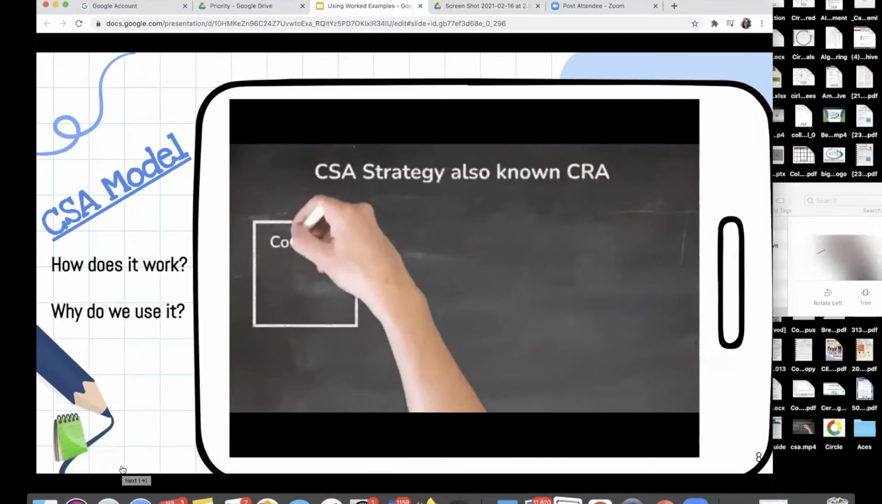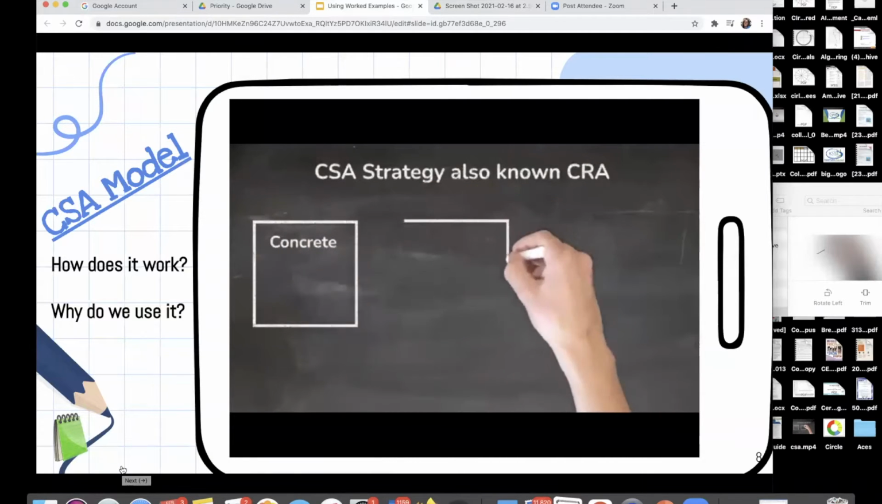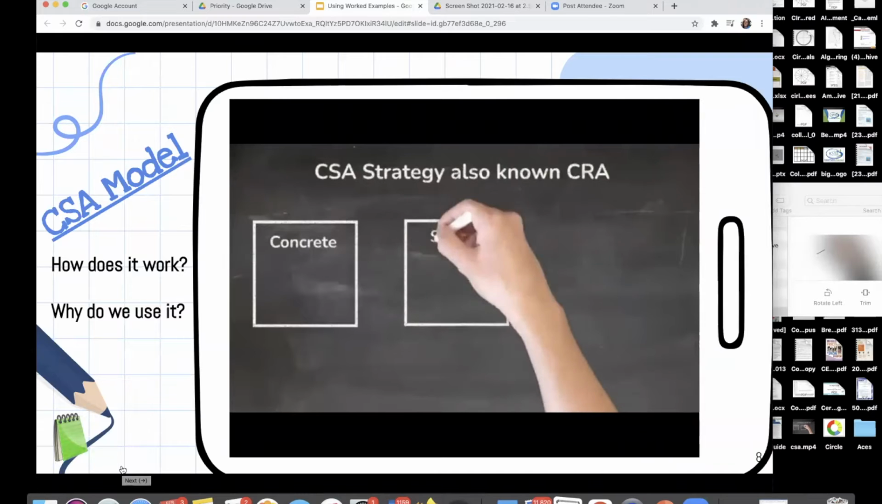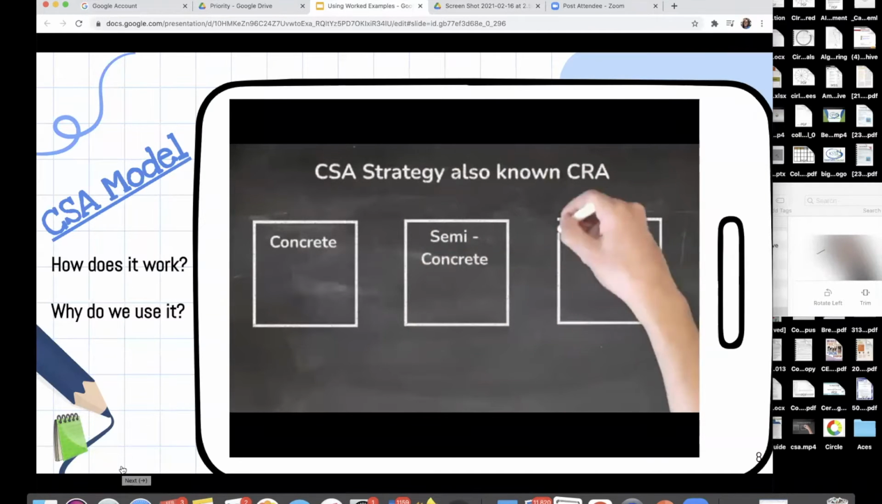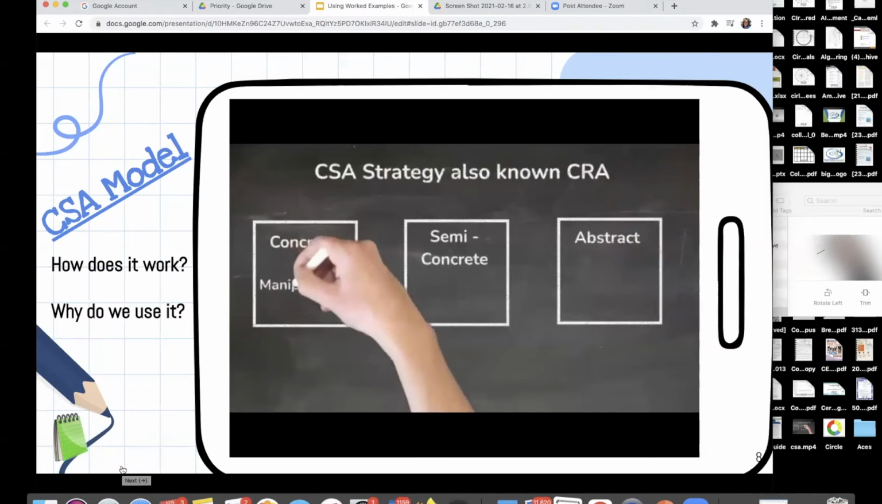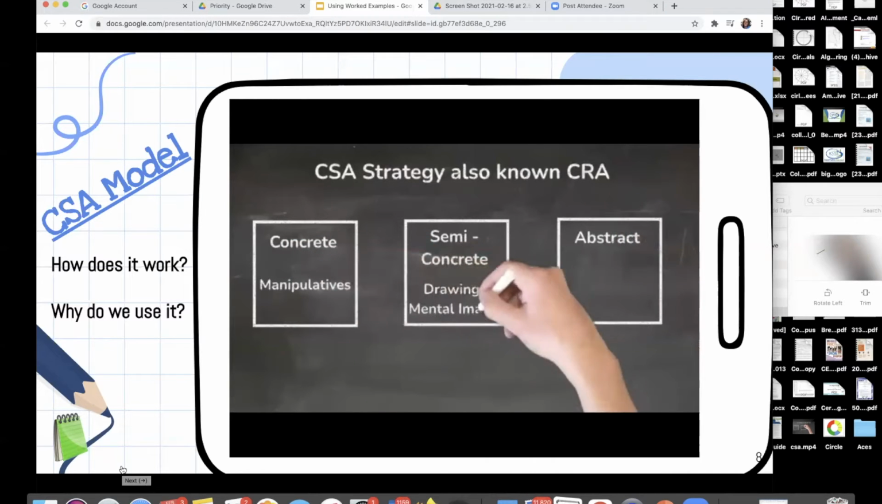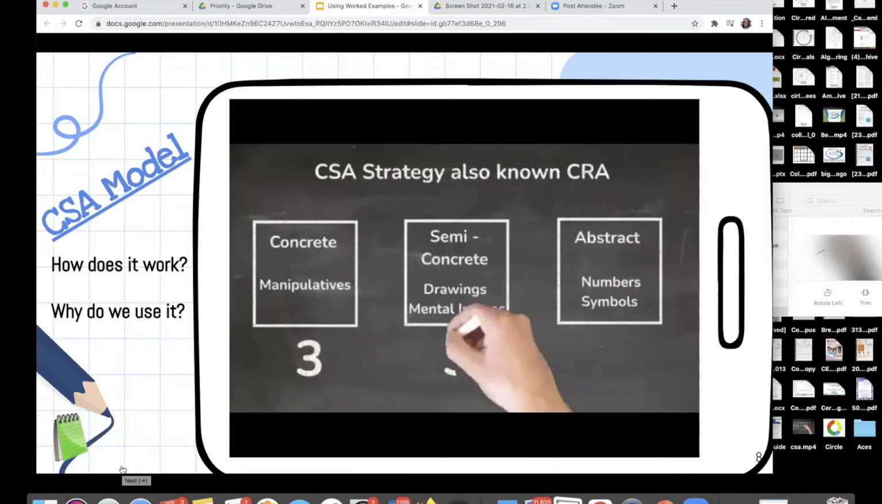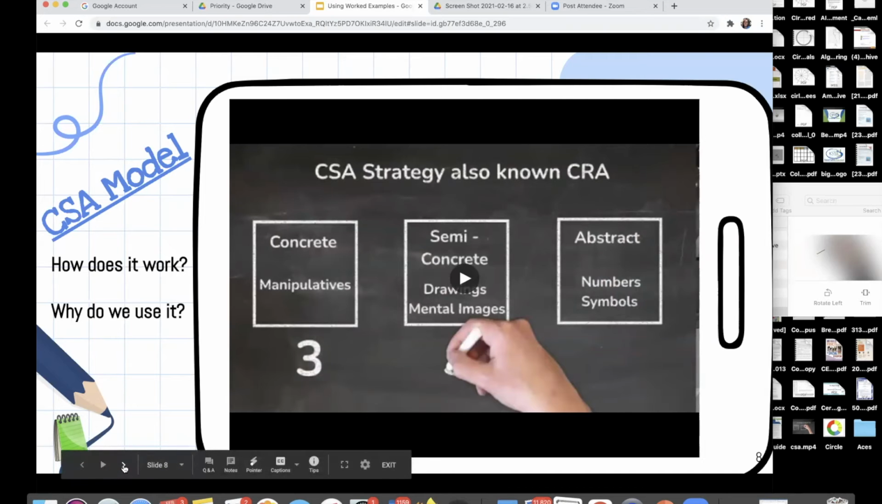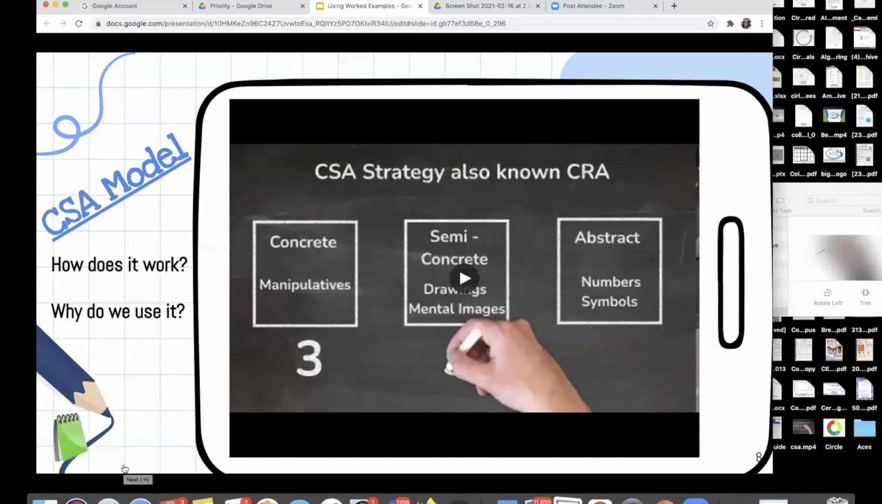So again, concrete, that's the use of those manipulatives. Semi-concrete, that's those drawings and mental images. And then the abstract, that's when we use those symbols for representations and numbers. And of course, we do that at minimum 3 times, and then 2 times with that abstract. But that's the minimum that we want to give the kids. Most kids are going to need more experiences than that with it. Yeah, definitely more experience than that.